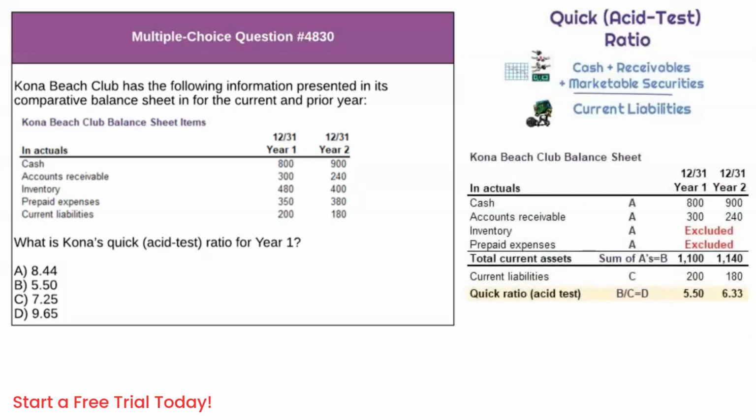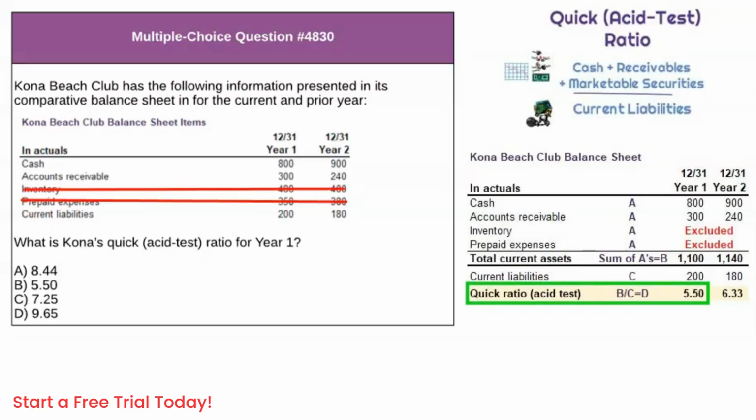So on the right at the bottom, I've got the adjusted Kona Beach Club balance sheet. And as you can see, I went ahead and excluded inventory and prepaid expenses because, as we discussed, those are not included in the quick ratio. So what we're left with for year 1, right? That's what the question's asking about, is $800 of cash, $300 of accounts receivable, and that totals to total current assets of $1,100, right? And then we divide that by current liabilities of $200. Well, that gives us a quick ratio of 5.5.